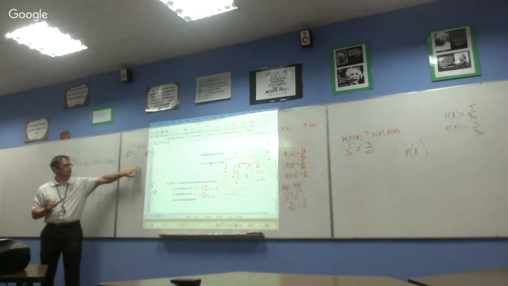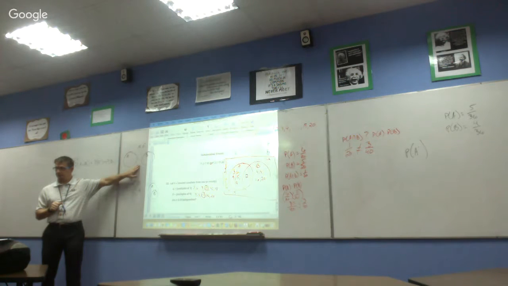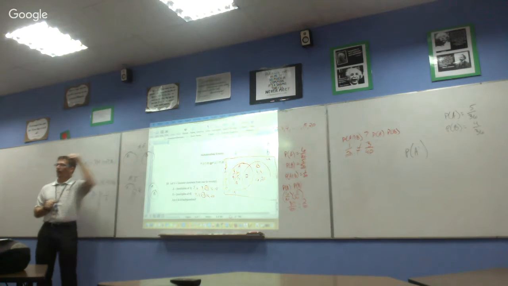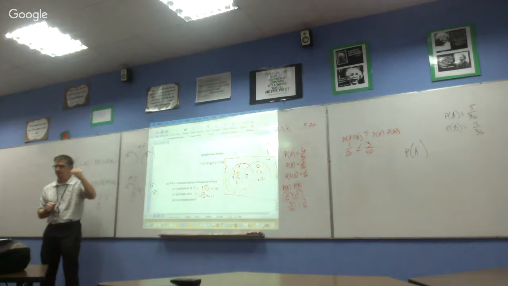What do you know the overlap is here? What is the overlap here? There's none. So what's the probability of the overlap? 0. So what's the probability of the intersection? 0. So how would you prove that two events are mutually exclusive if you have the probability? What equals 0?